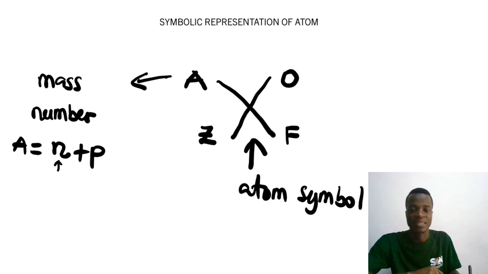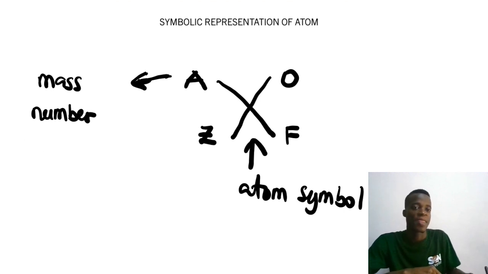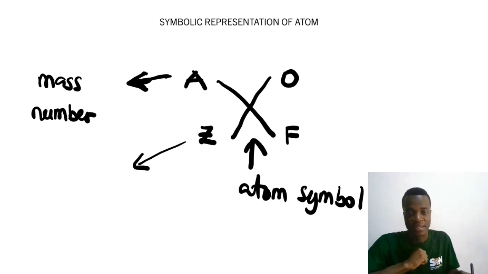So you have the mass number at the top. Usually we use A for it. It's a convention that is used mostly, so I'm also using that so that you don't get confused. Otherwise I would have used another letter. So mass number is A.